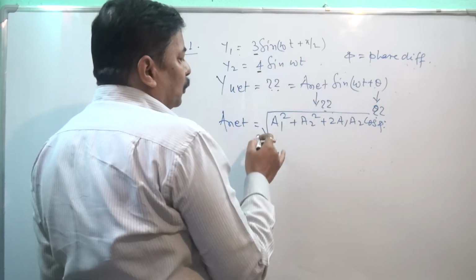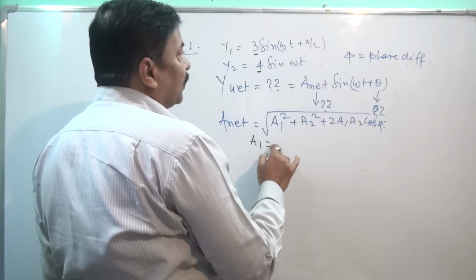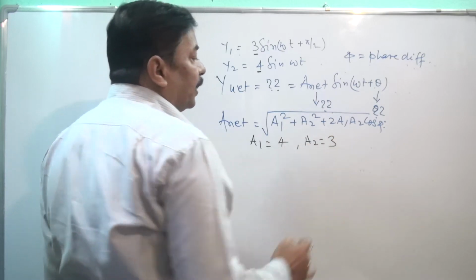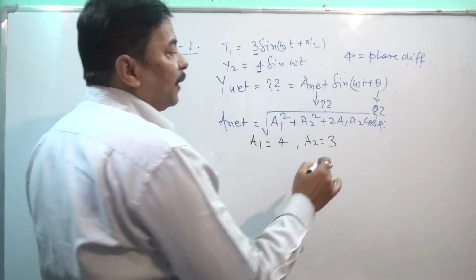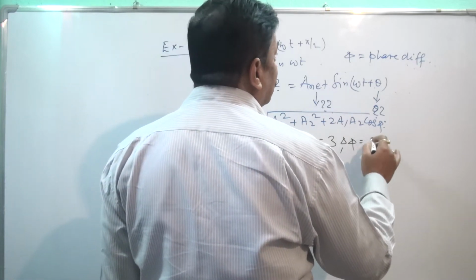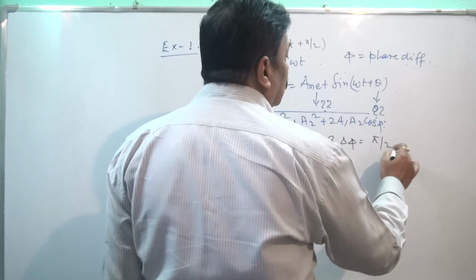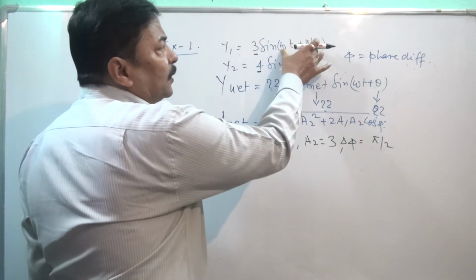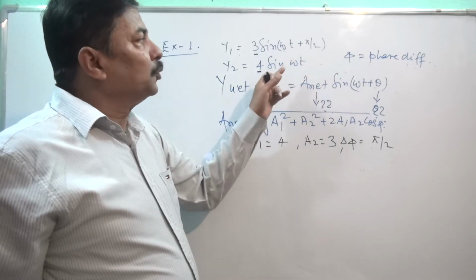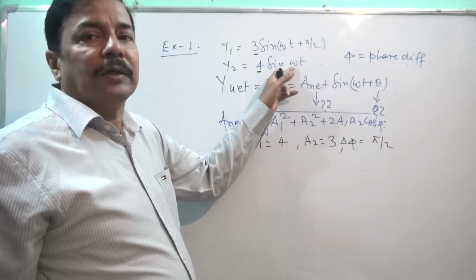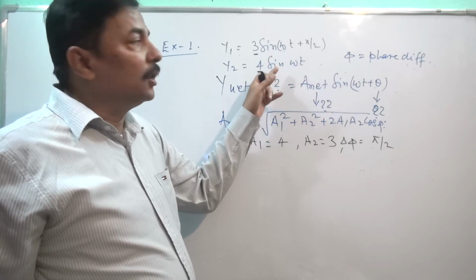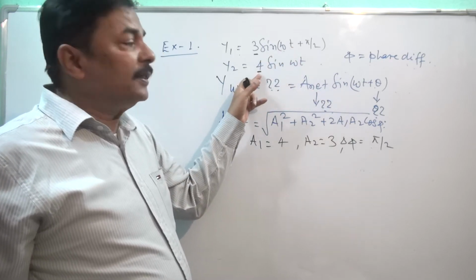So the phase of this is smaller. So we have to take A1 is equal to 4, A2 is equal to 3. And what is the phase difference? Phase difference del phi is pi by 2. What is phase difference? This minus this. This has omega t plus pi by 2 and this has omega t only. So this has the smaller phase and this has the larger phase. The one which has the smaller phase, we will consider as A1.